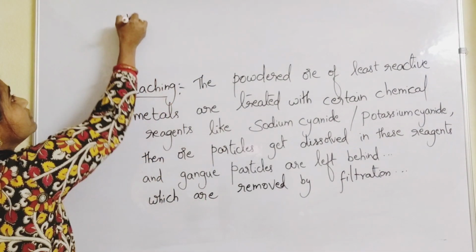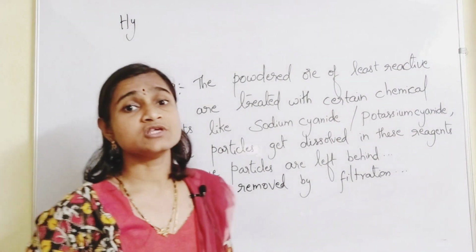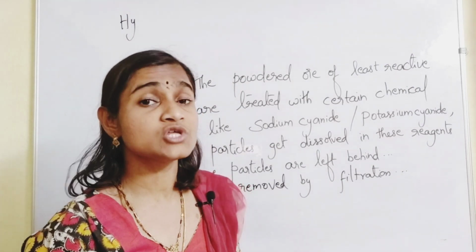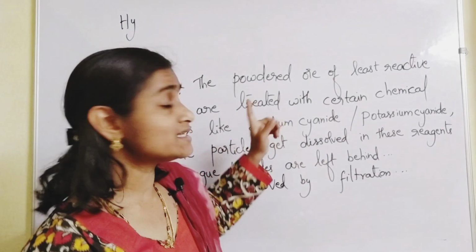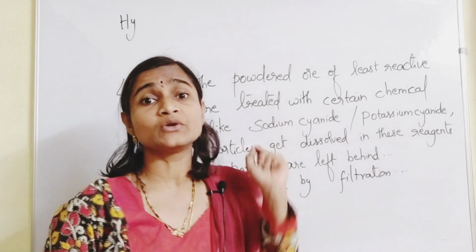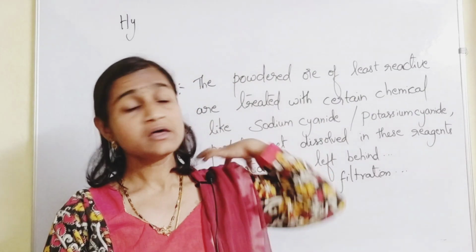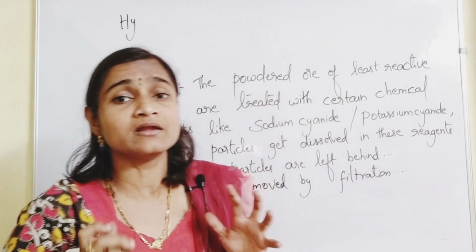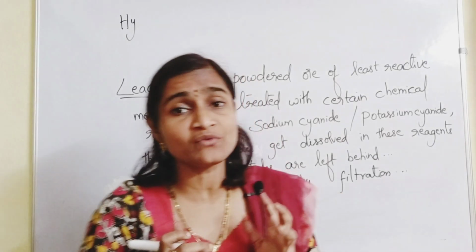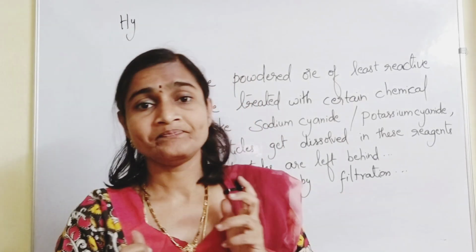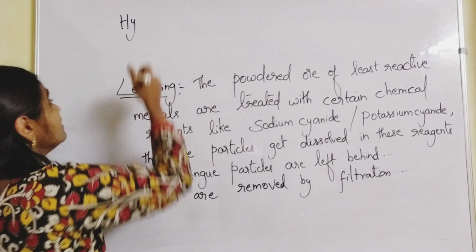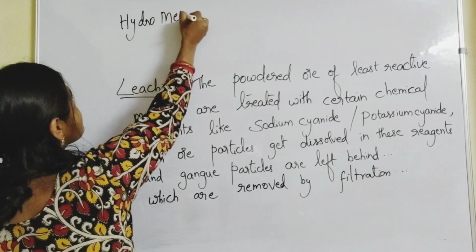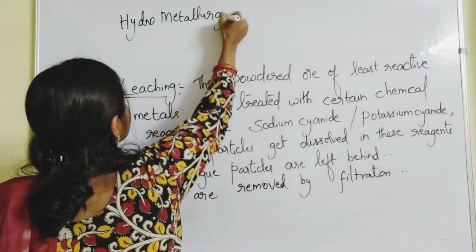Hydrometallurgy. Previously we have learned pyrometallurgy. Calcination, roasting, smelting, all those methods were called what? Pyrometallurgical processes. So for the metals at the bottom of the reactivity series, they are to be treated with sodium or potassium cyanide, and that process you call as what? Hydrometallurgy. The word hydro stands for what? Water. Hydrometallurgy. Here the metal gets precipitated. This is also a very important definition.